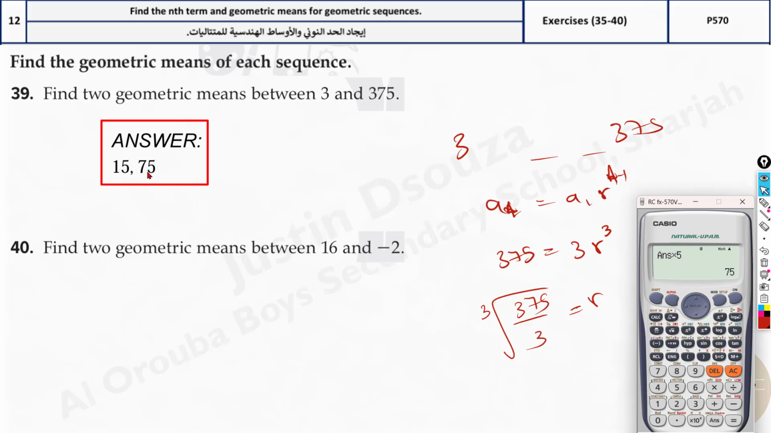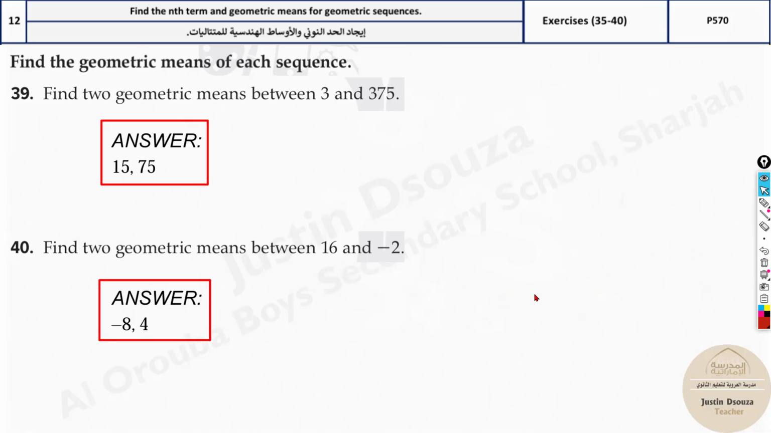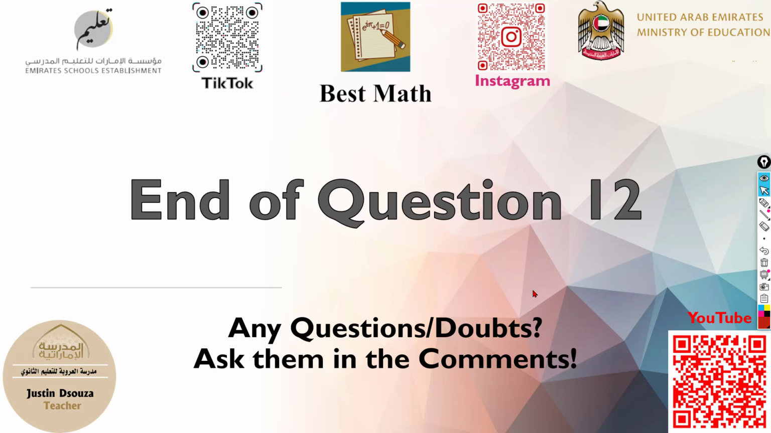So that's the answer. It's only positive, there are no negative values. Why? Because it's an odd power over here. Same thing, you need to do it over here and check the answers. And that's the end of question 12. It's again another simple one. Please remember the geometric sequence formula, substitute it, find the r value, and then you can easily find the terms.